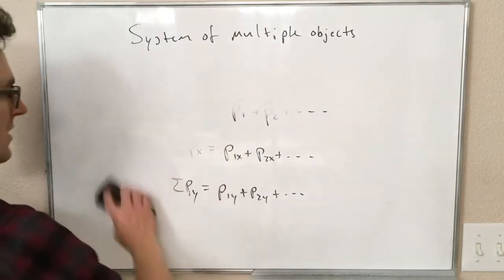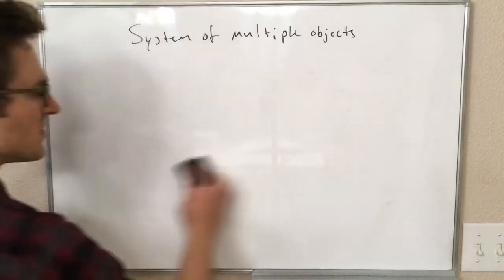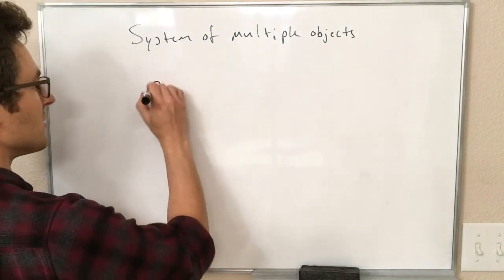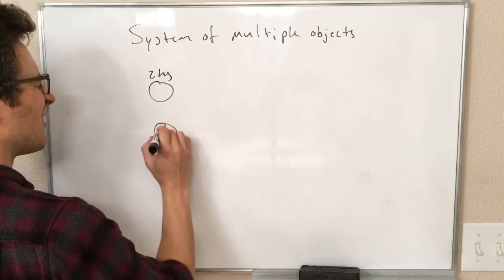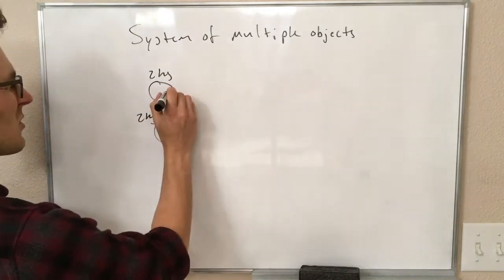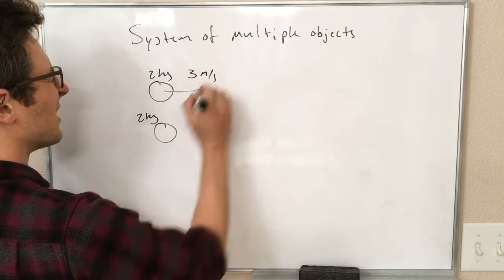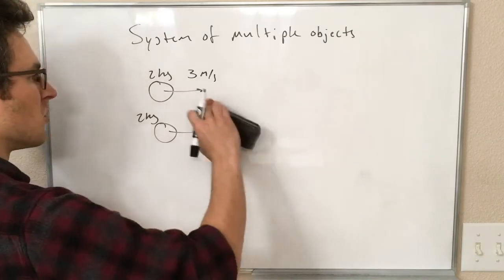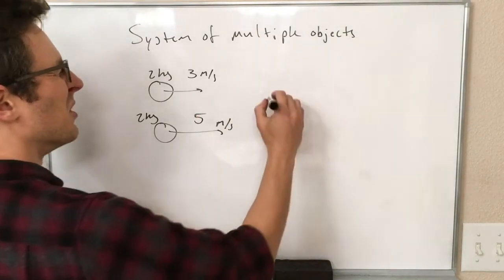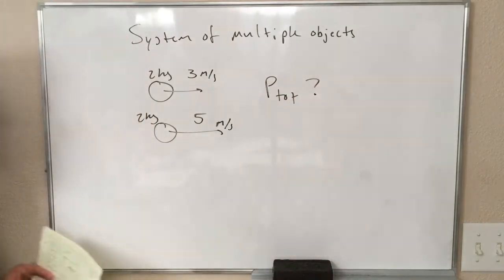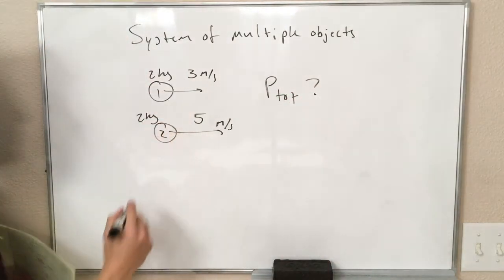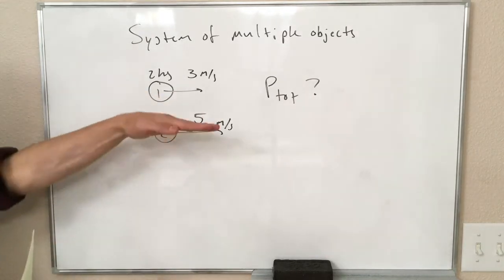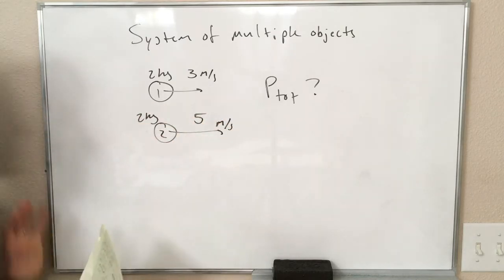Okay, let's do a very brief example here. We'll erase this. Let's imagine that we have a system consisting of 2 balls, and we'll say these are 2 kilogram balls. This one's going to the right at 3 meters per second, and this one's going to the right at 5 meters per second. So what is the total momentum of this system? I should label these 1 and 2. So object 1, and this is all just in the x direction, right? Everything's happening in one left-right axis, so this is just a one-dimensional problem.